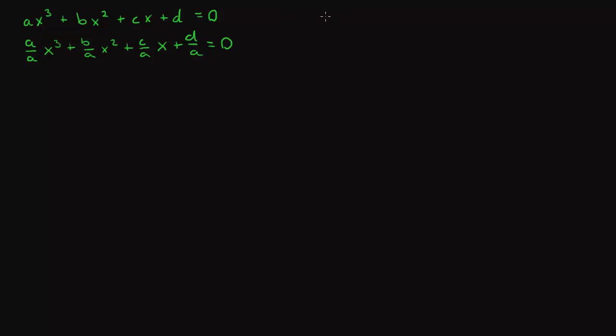And the first variable we're going to define is variable g. And we're going to say g is equal to b over a. And the second one we're going to call f is equal to c over a. And we're going to take h is equal to d over a.